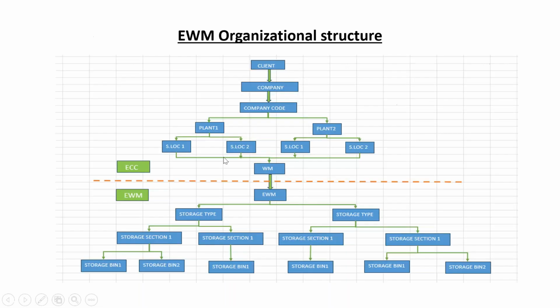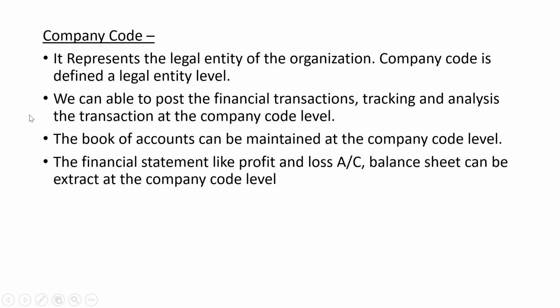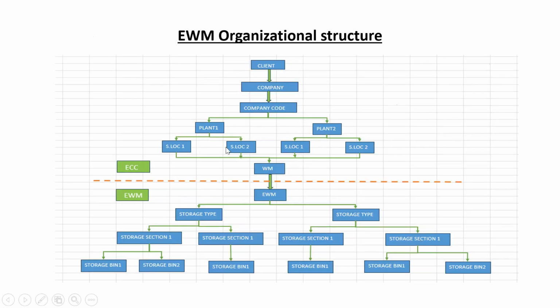And in the next level, we have company code. Okay, so company code represents the legal entity of the organization, and company code is defined as a legal entity level. Here, whatever financial transactions that happen will be tracked under company code. Why? Because a company can consist of several company codes.